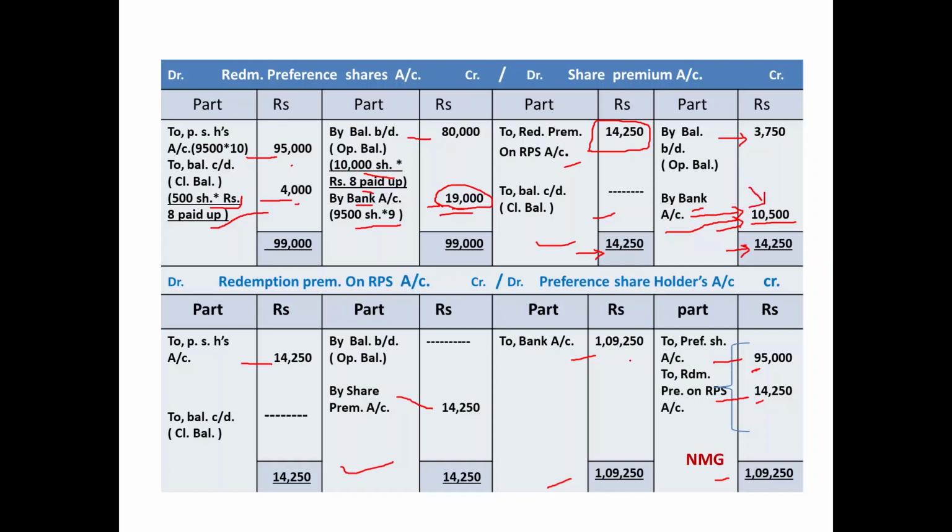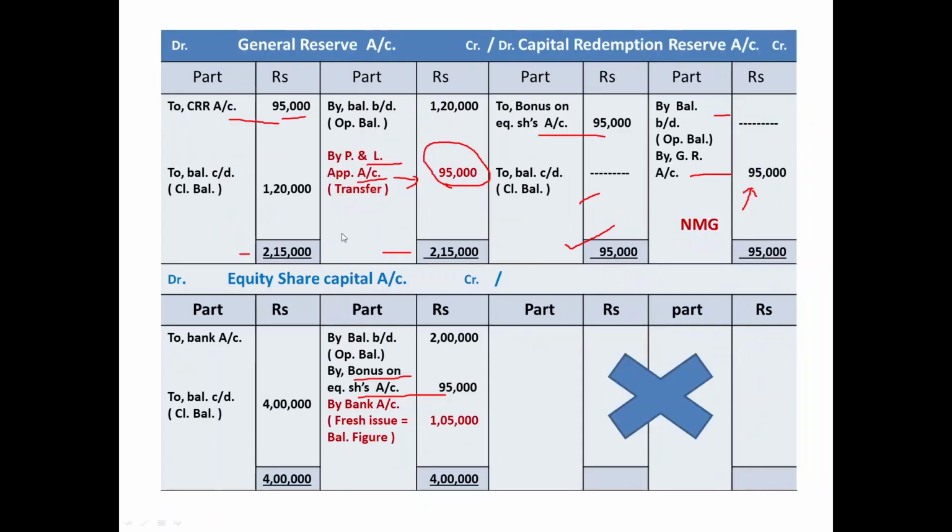Preference shareholders account having a word bank payment 1,09,250. As a payment, it indicates the application of fund flow statement. So 19,000 as a source of fund, 1,09,250 as an application of fund. Two items in the fund flow statement. The remaining two ledger accounts.